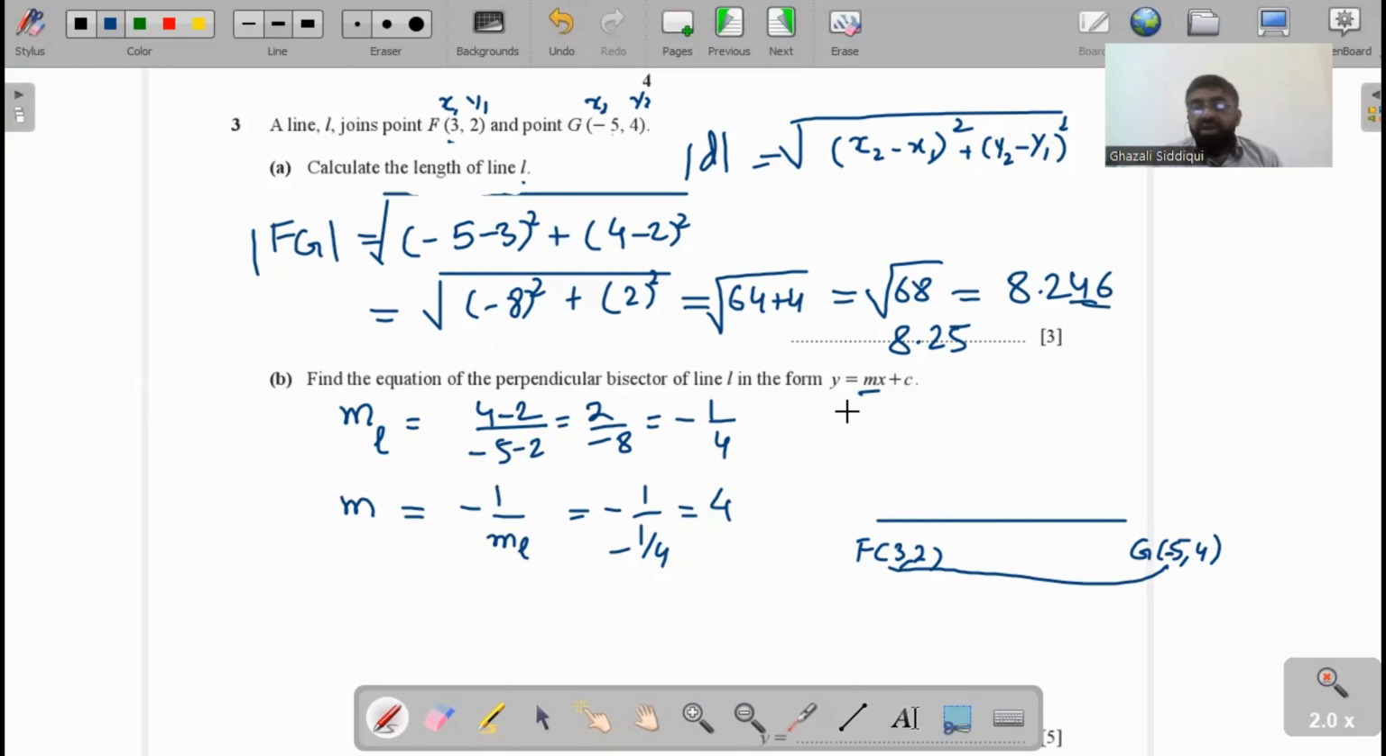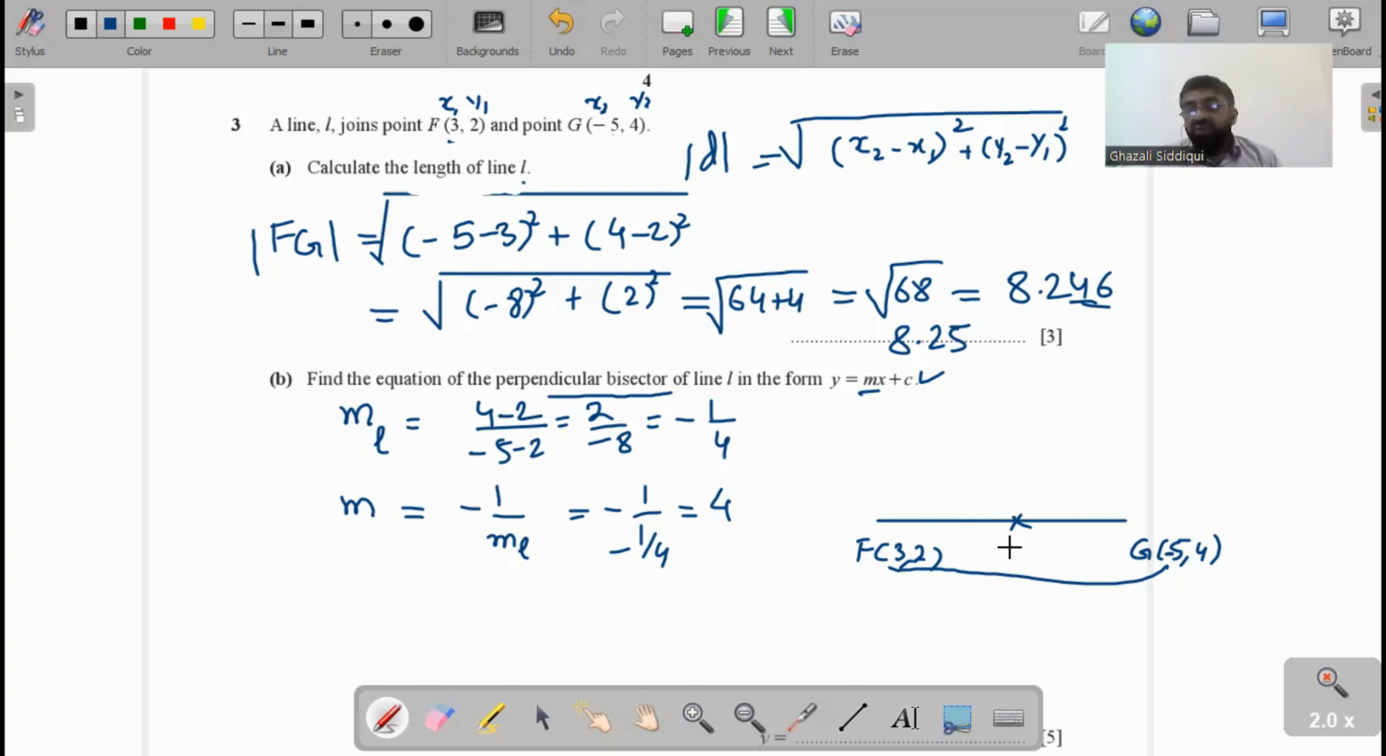The 4 is the gradient. Now to find the y-intercept, we can find the point at which this line passes. This is the perpendicular bisector, which means it passes through the midpoint of FG.